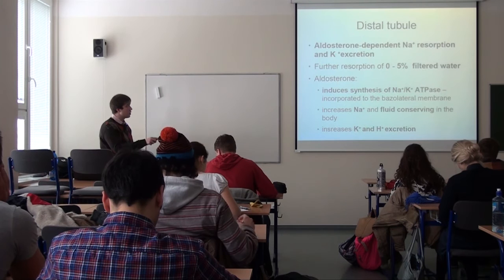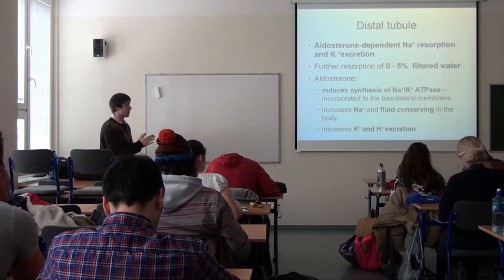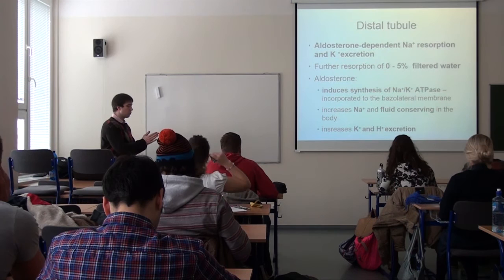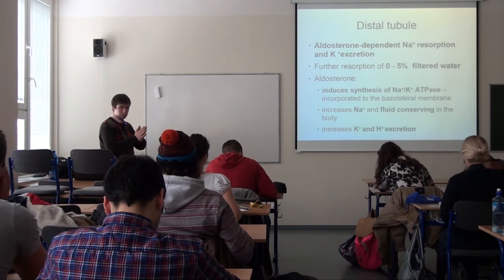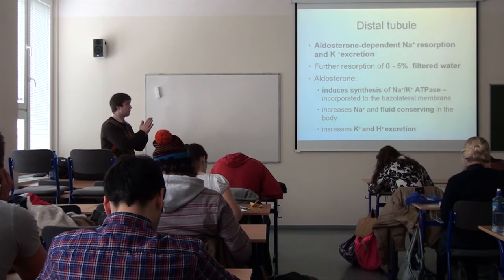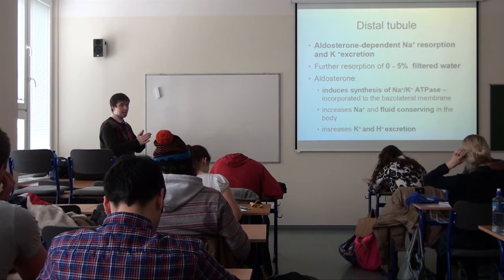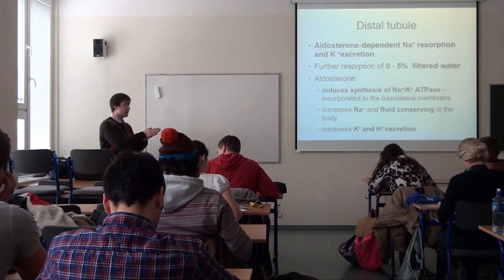You should know the action, especially of aldosterone. Yes, aldosterone is the hormone that keeps the balance of sodium and potassium, and its action is very, very simple. You know that if you want to resorb sodium, you need to have some mechanism to transport it outside the cell. This mechanism is Na-K ATPase. It means the more molecules of Na-K ATPase you have in the basolateral membrane, the more sodium you can resorb. So if you have aldosterone in blood, it induces the synthesis of Na-K ATPase. Yes? It does nothing at the apical membrane. For at the apical membrane, the sodium can move by facilitated diffusion into the cell.